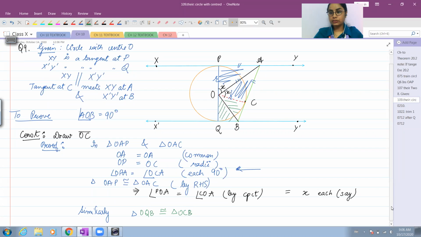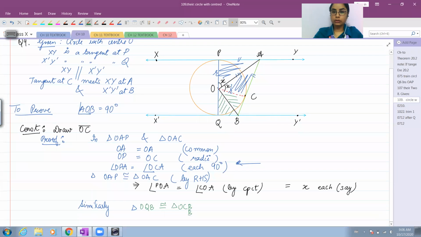Similarly, exactly on the same lines, you can either prove the congruence of these two triangles by SSS, or you can prove the congruence of these triangles by RHS. Once these triangles are congruent, I'm going to take the angles marked here equal to each other by CPCT and let them equal to Y. And then you can write down angle COB will be equal to angle QOB. This will be equal by CPCT, and I'm going to take them as Y each.